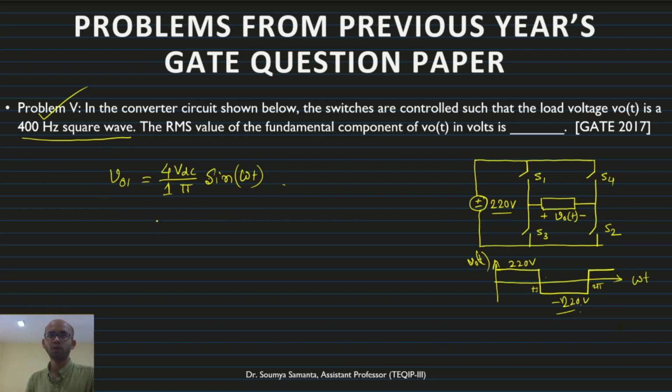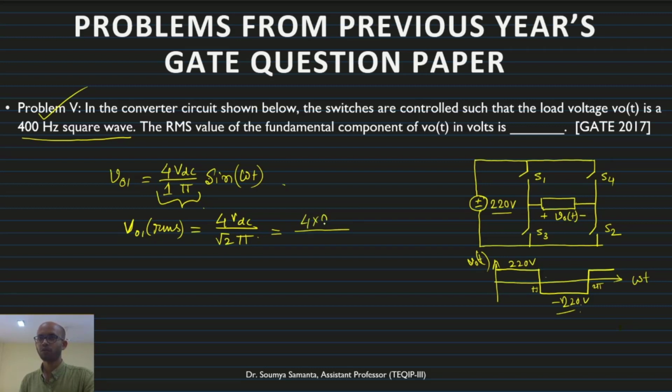Now what is the peak value? Peak value is this one. So what is the RMS value? VO1 RMS is equal to 4 VDC by root 2 into pi. This is the RMS value in volts. So how much? Let me find out the value. This is 4 into 220 by root 2 into pi. If I calculate this, we will get the value.